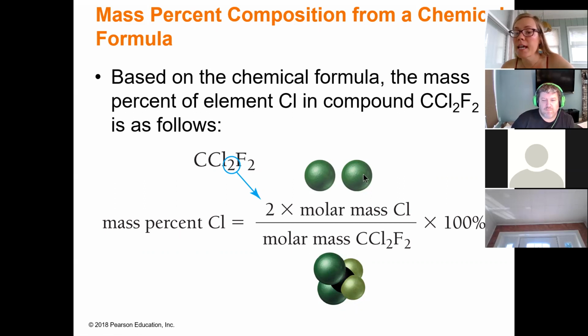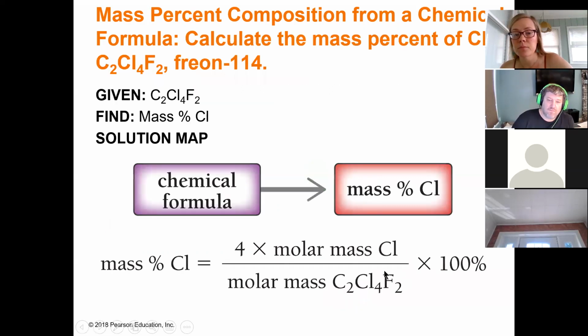Where do these numbers come from? Take them off the periodic chart. So the mass of 2 chlorines is 35.45 multiplied by 2. And then the mass of this compound, well, you calculate it. You take a carbon, 2 chlorines, and 2 fluorines, and you add them together.